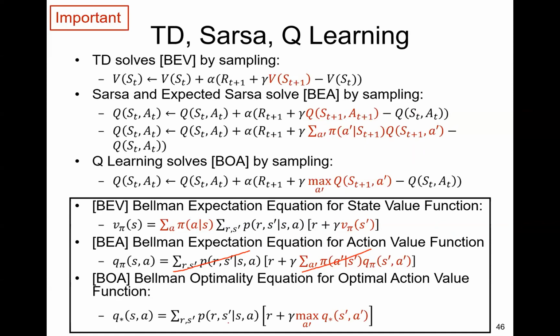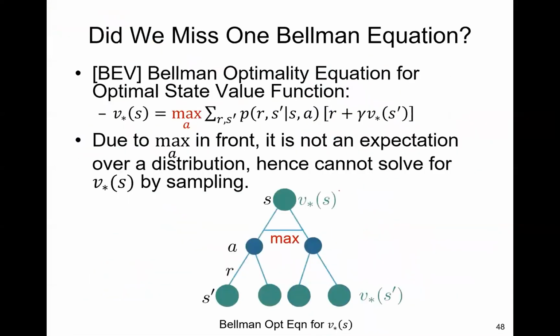But for Q-learning, for the Bellman optimality equation, this part cannot be evaluated by sampling. You must actually keep the max over A prime in the sampling equation. That's why for Sarsa, you have two versions: one is the sampling version, one is expected Sarsa. But for Q-learning, you only have one version. This guy cannot be removed, the max. So any questions?